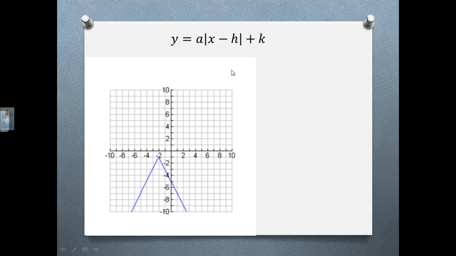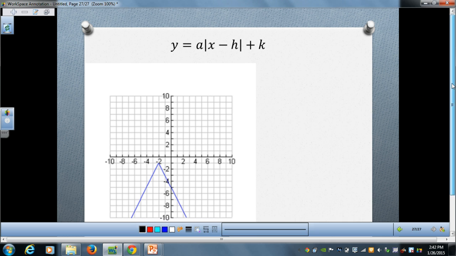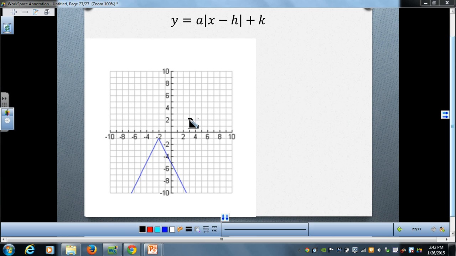All right, one more example before I have you do some on your own. If we look at this, we can see an immediate difference compared to the prior two problems, and that is that our absolute value function opens down.